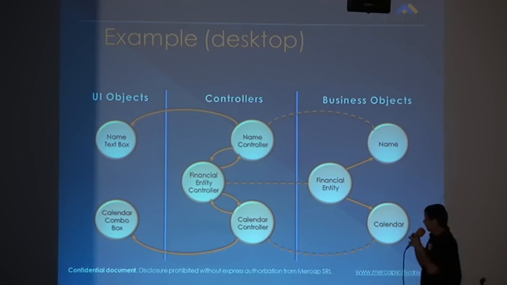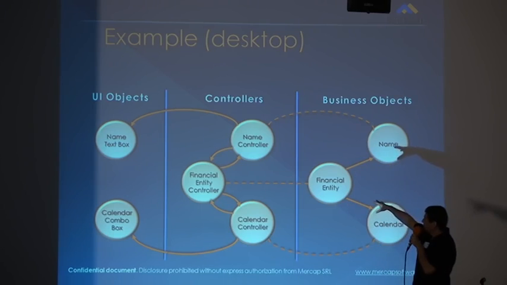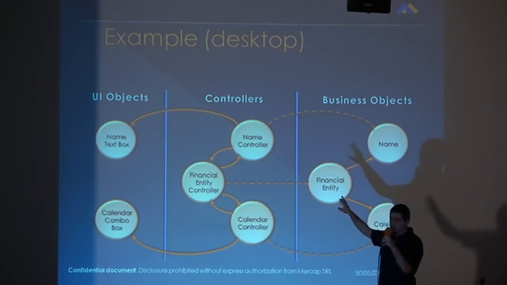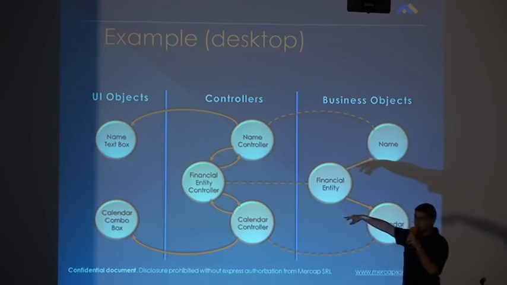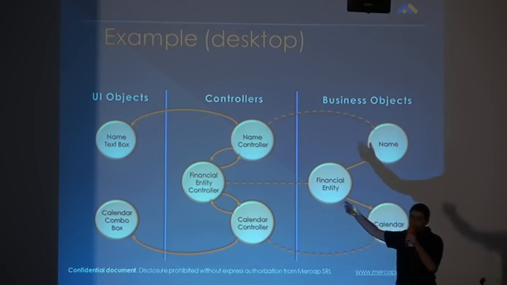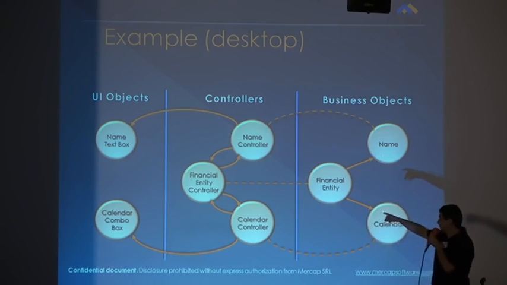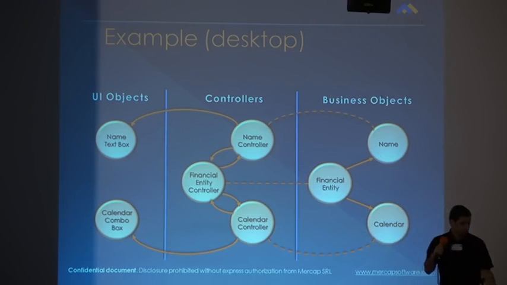Okay, and one more thing here. As you can see, the name controller and the financial entity controller have a two-way knowledge relationship, which is not present on the business object. This is a parent-child relationship, and I will show you why each controller needs to know its parent.